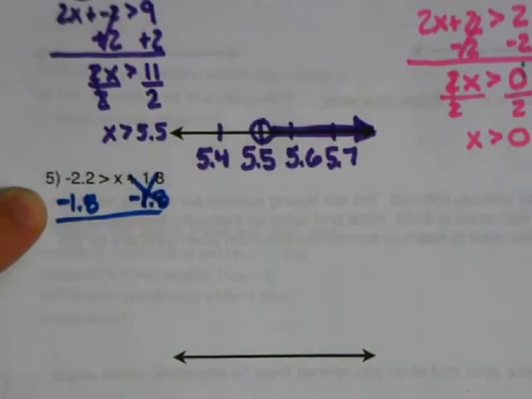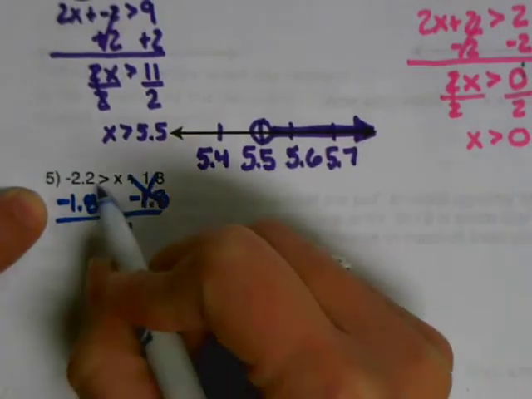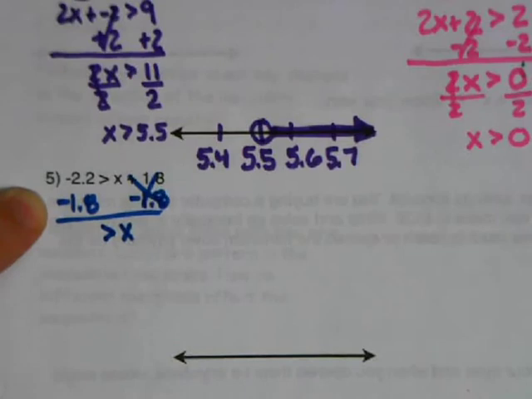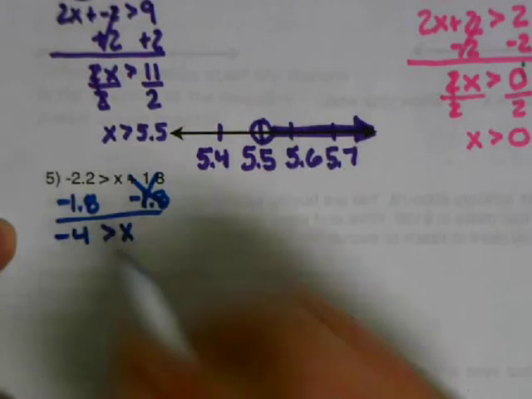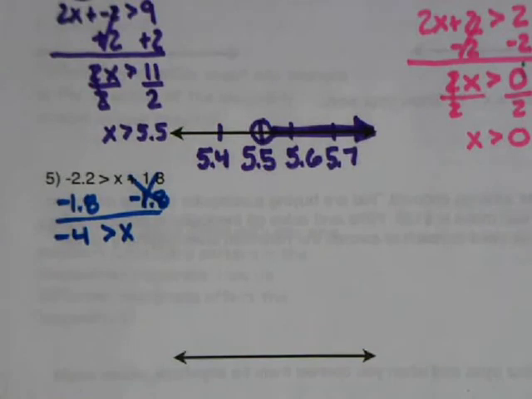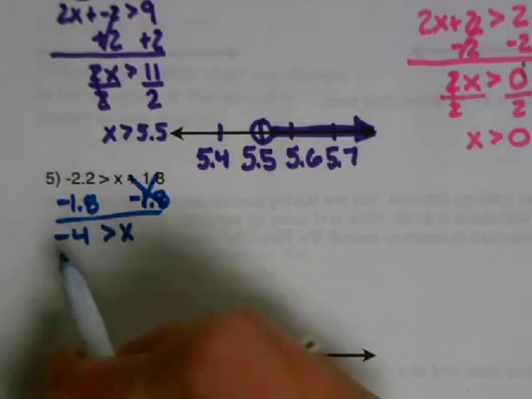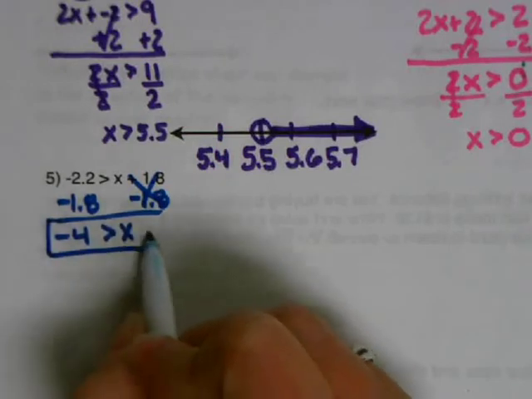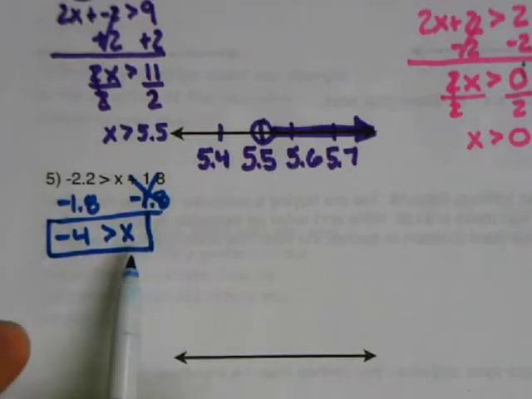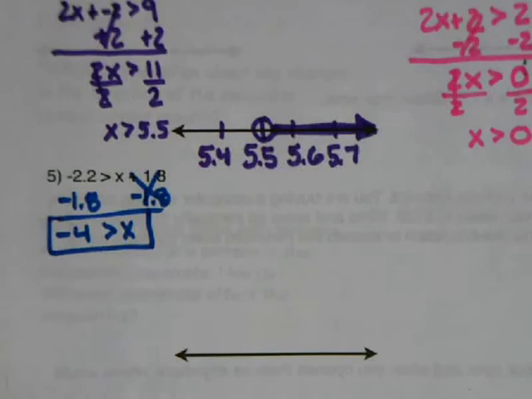Bring down what we have left. X, we bring down our symbol. And then negative 2.2 minus another 1.8, 2, 3, I think that's going to get us to negative 4. So this is saying that negative 4 is greater than x. This is the first one we've had where the x was over here, right? Think about that. Negative 4 has to be bigger than x.